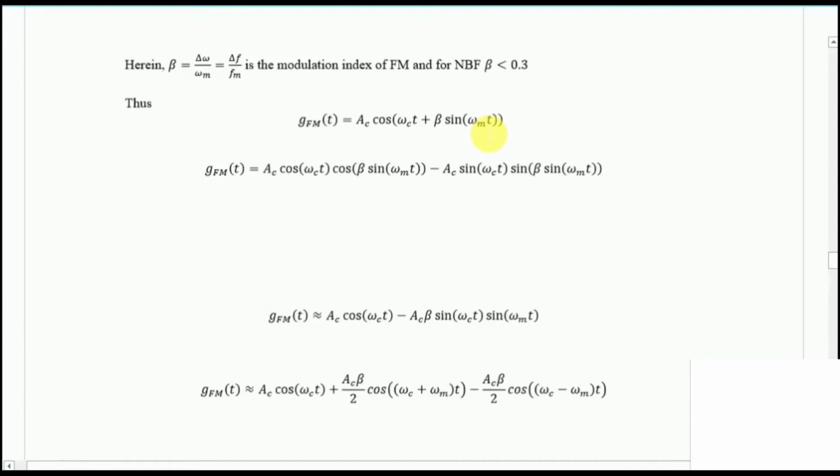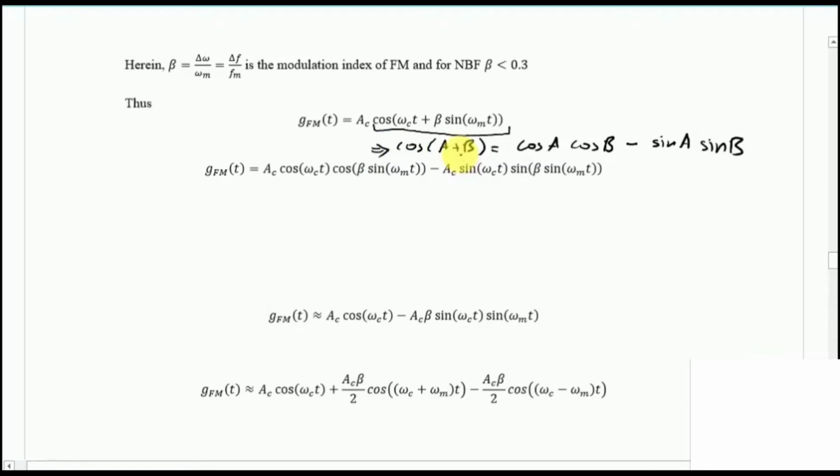Now what we do next is we expand this. Note that this is simply cos(A+B), which is equivalent to cos A cos B minus sin A sin B. This is a trigonometric identity.